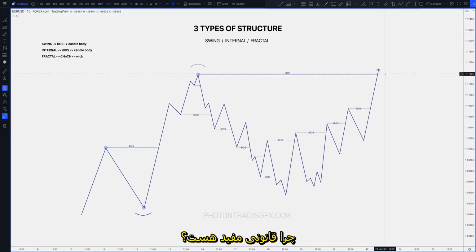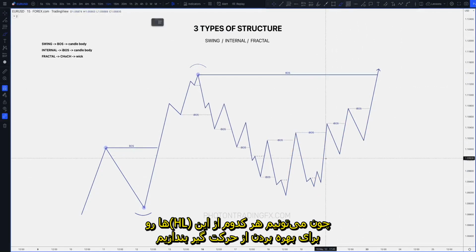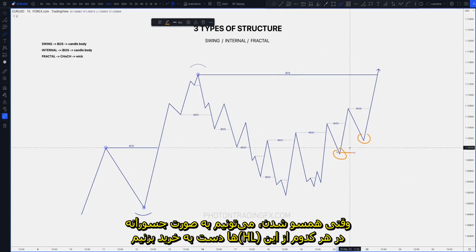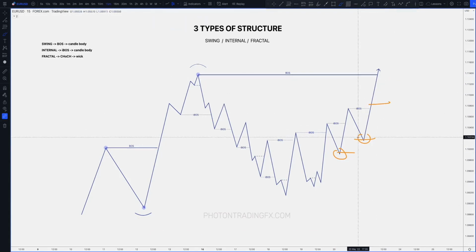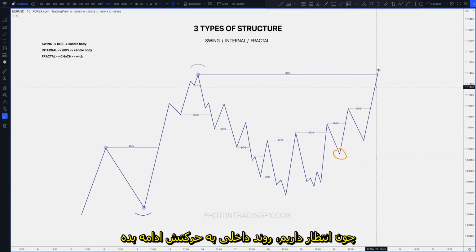Now, why this becomes useful is because we can continue to try and catch each of these higher lows. Once we get that aligned, we can then be aggressive and continue to buy higher and higher up in the market, because we expect that internal trend to continue.